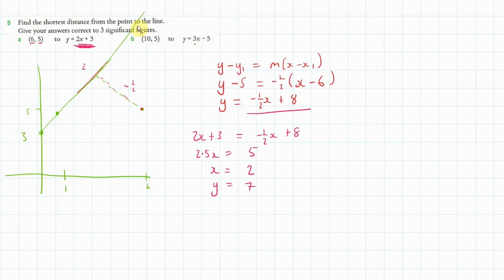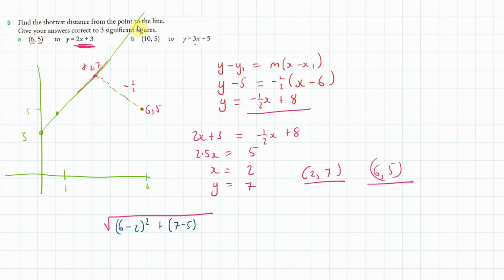Now we're trying to find the distance between (6, 5) and this point here, which is (2, 7). That's easy. We're going to use Pythagoras. These are the 2 points here and here. So we're going to go square root of (6 minus 2) squared plus (7 minus 5) all squared. Well, sorry, 5 minus 7. I should be consistent, shouldn't I? 5 minus 7 all squared. It works out the same anyway.